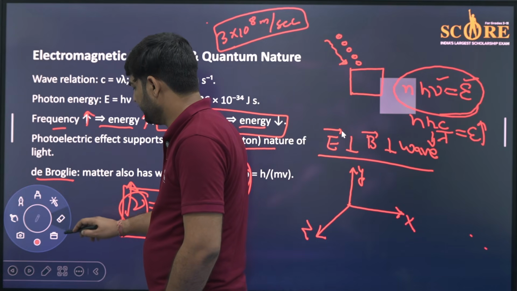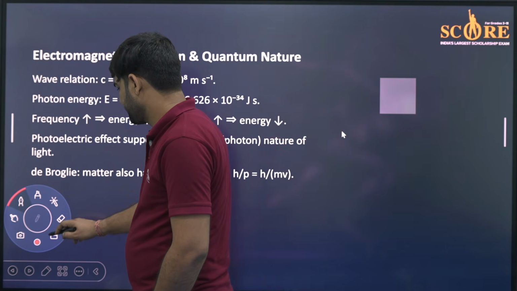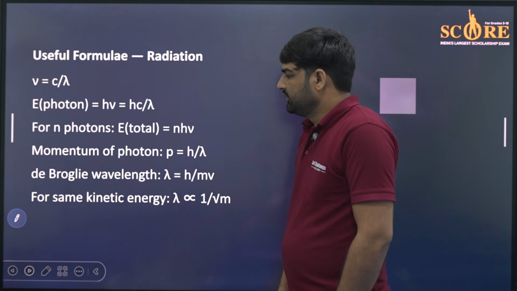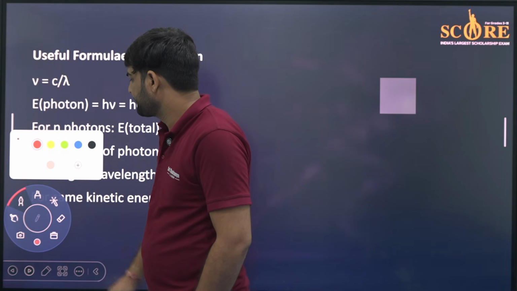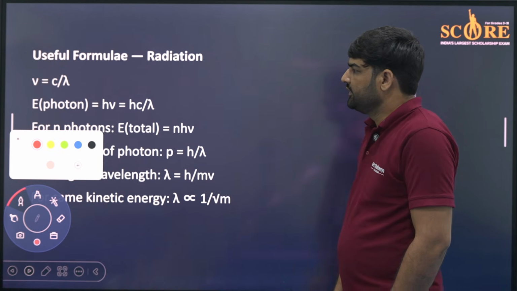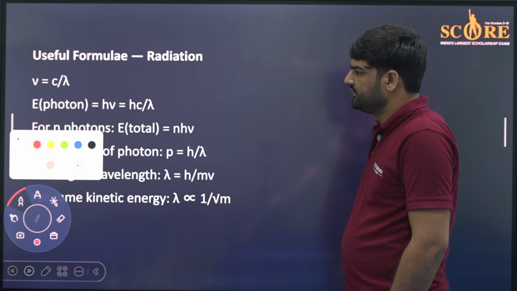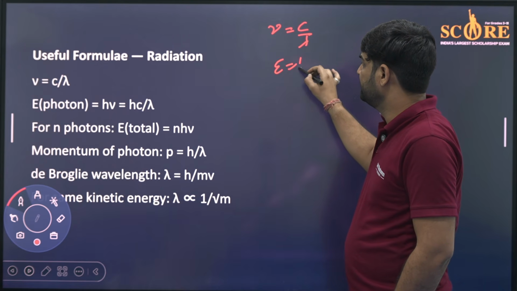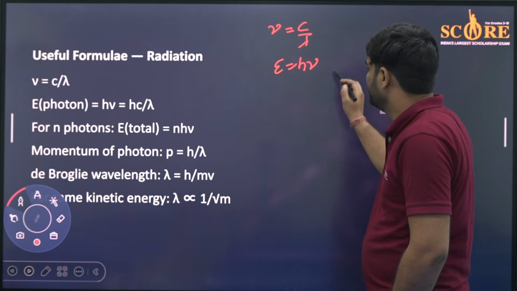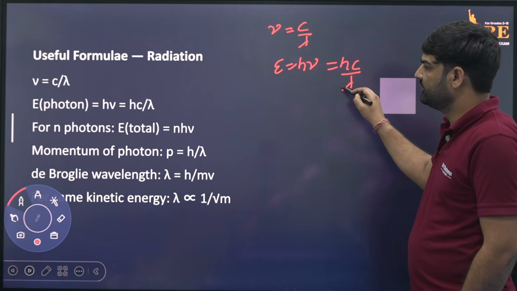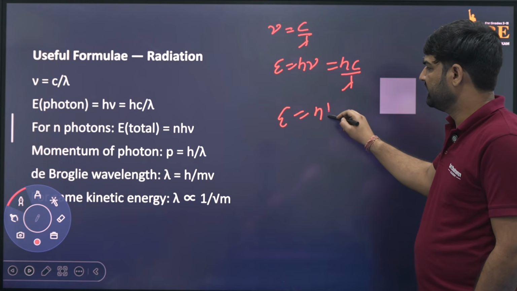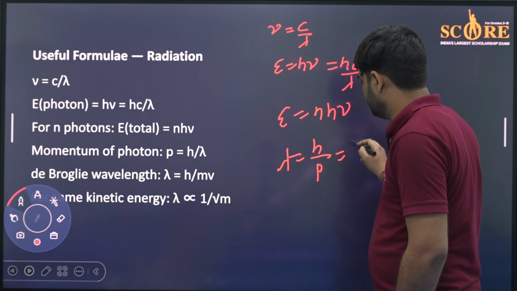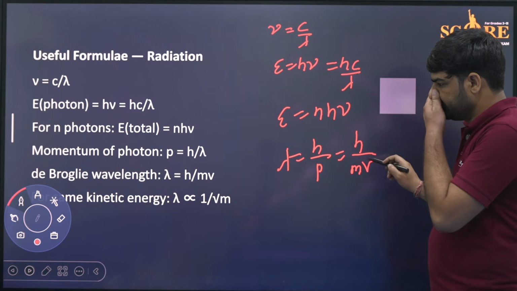So next, some basic formulas. We have seen nu equals c by lambda. Energy of each photon is h nu. You can write hc by lambda. For n photons, energy will be n h nu. You know lambda equals h upon p, and you also know momentum is this.